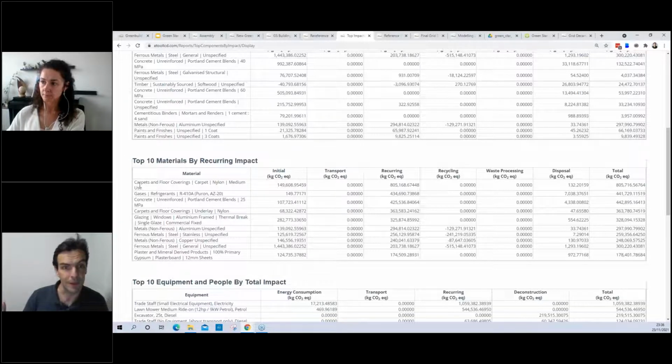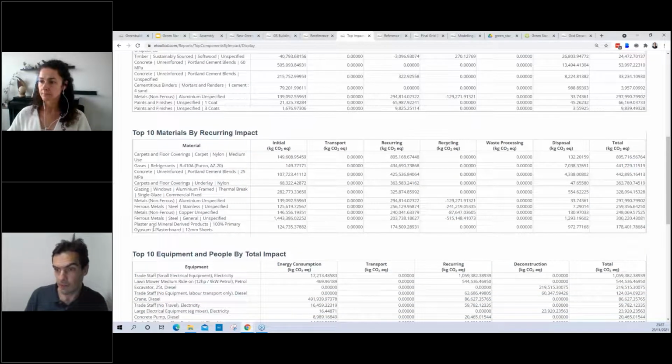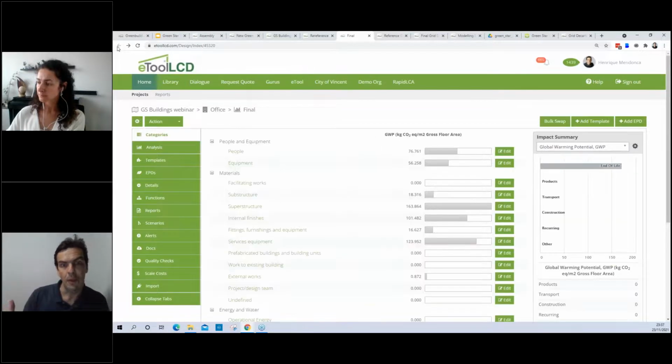And then we see things like carpet that initially doesn't have much impact, but throughout time with the replacements that accumulates, and also refrigerant gases that's already been offset on the other credit, and so on. So aluminium as well, and plasterboard, and so on. So it's a bit more detail on not only accounting for the amount of carbon that needs to be offset, but first and foremost, understanding where the impacts are coming from and reducing them, eliminating them before you have to offset.